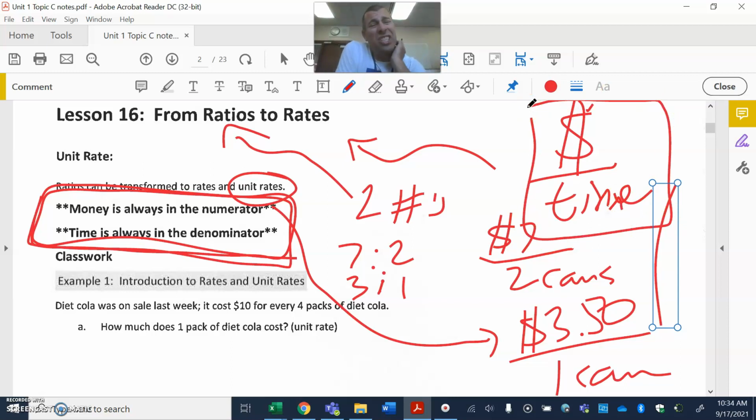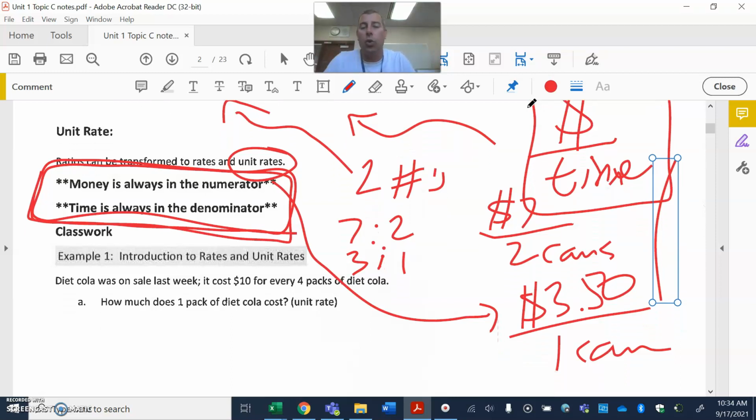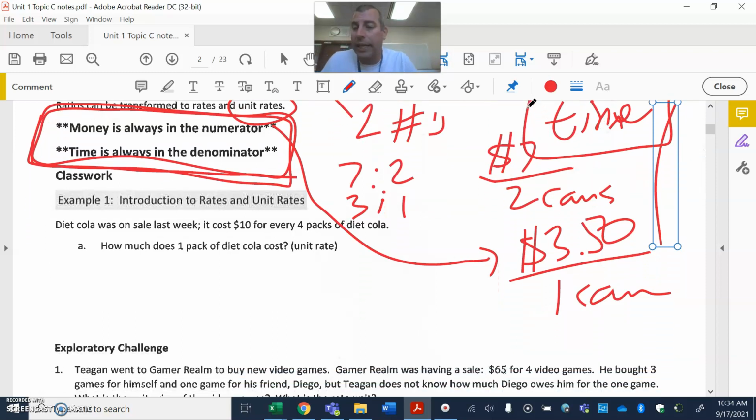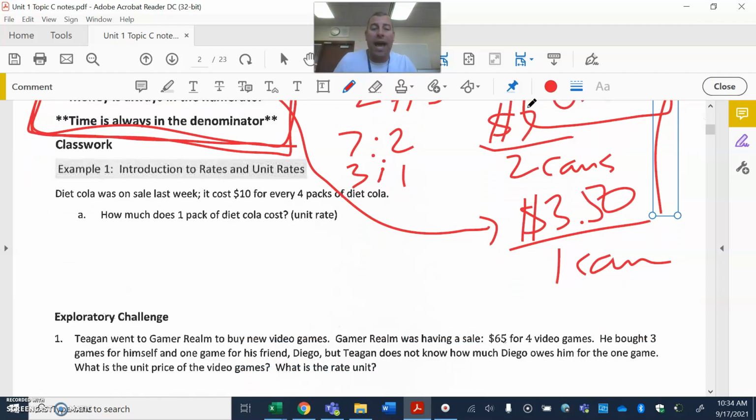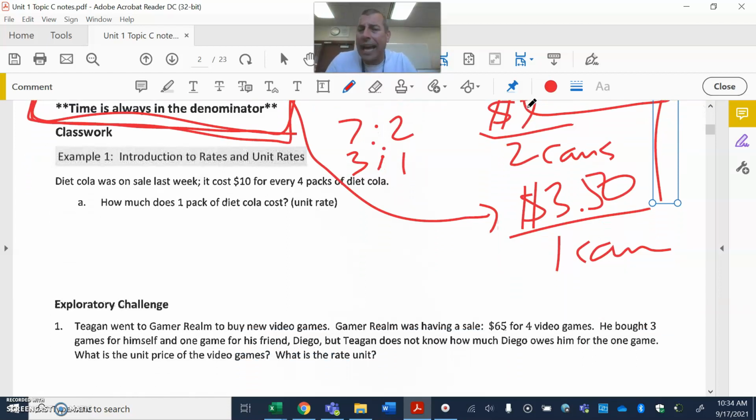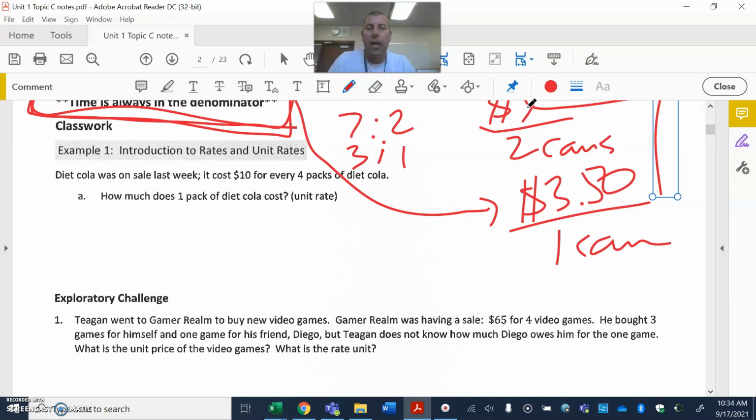That's something regarding setup, because that's going to be part of the concern. And you might say, well, don't we just keep it in order? Well, not exactly. Not with rates. Because of labeling, money on top, time on the bottom. Now, unless you're told differently, all right? There are going to be some situations there, but hey, that is your go-to. So let's show you what we got going on here. Diet Cola was on sale last week. It cost $10 for every 4 packs. When you go into the store and you see that, you don't have to buy 4 of them. We can figure out the unit rate and how much it is for one. That's just an advertising thing that we use, people.